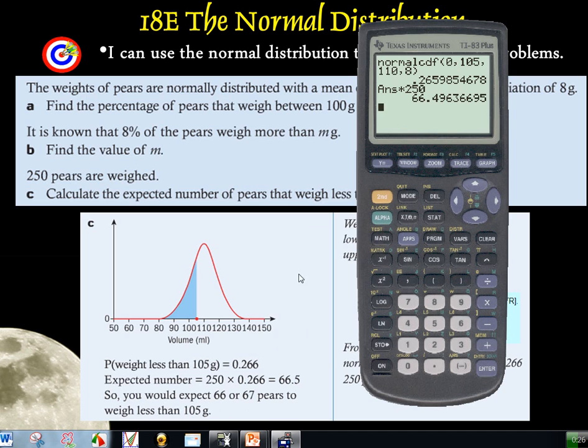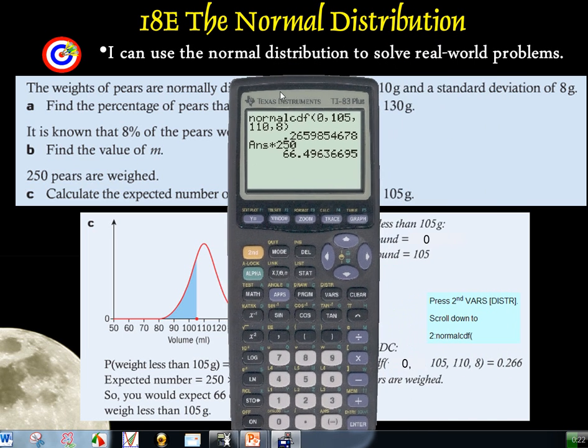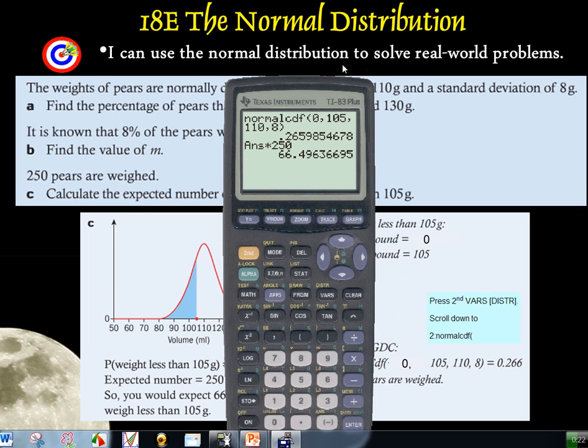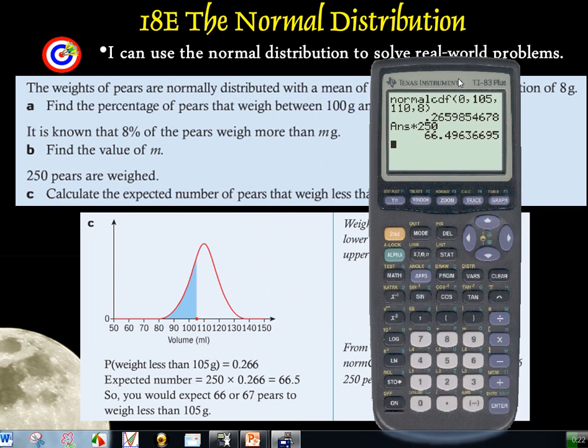That is how you do this stuff on the graphing calculators, and that is the normal distribution. You should now be able to say that you can use the normal distribution to solve real-world type problems. If you have any questions, please ask.